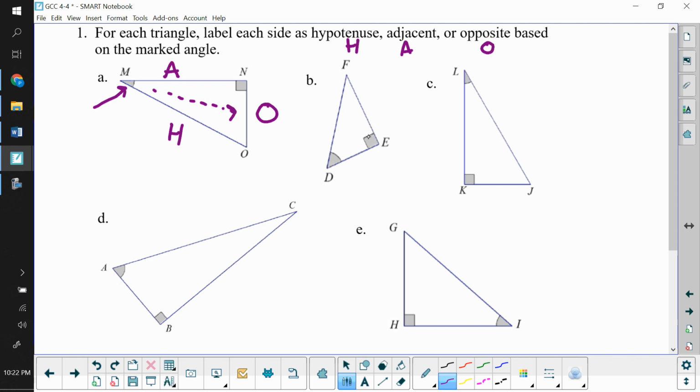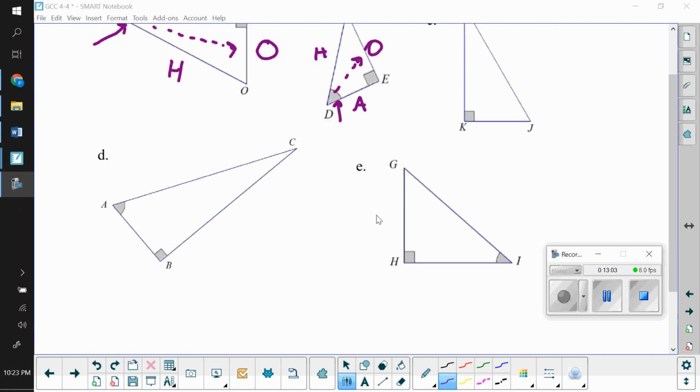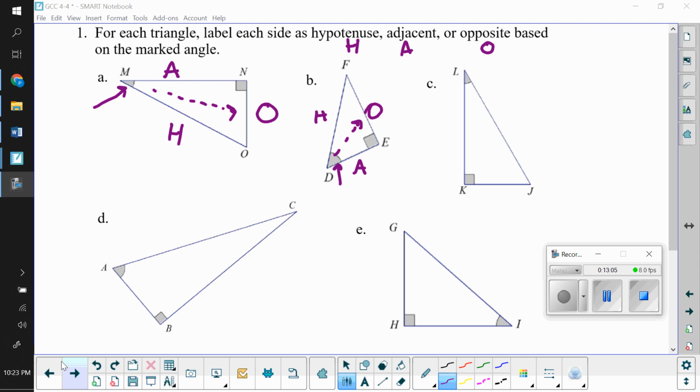In question B, the hypotenuse is across from the right angle. Notice we're going from angle D here. The opposite goes straight across, and then the adjacent is the one that's next to, but is not the hypotenuse. We are going to pause the video for 1 minute to let you do those other three, C, D, and E.